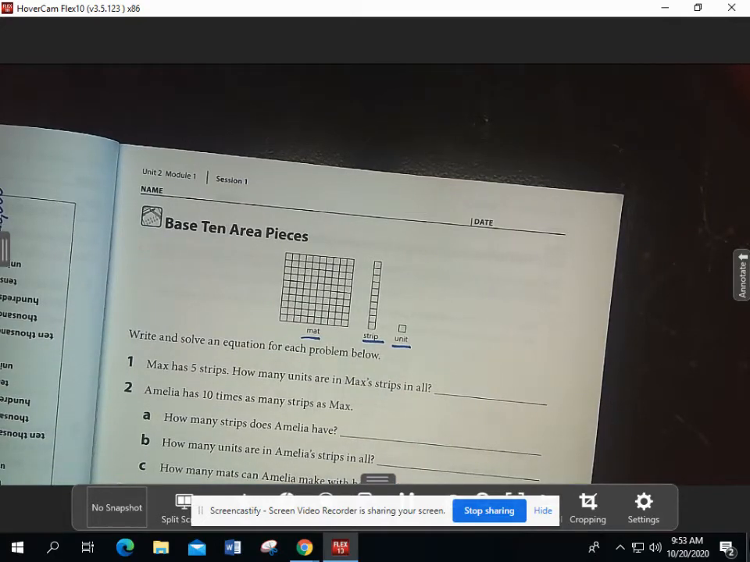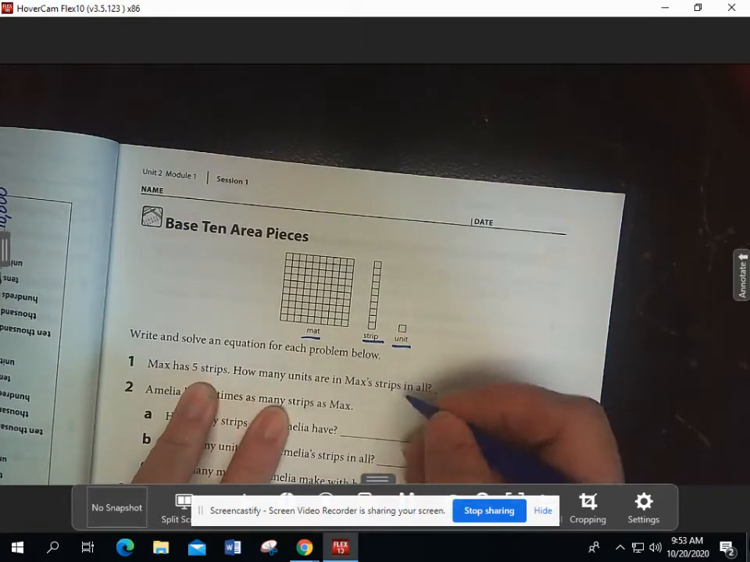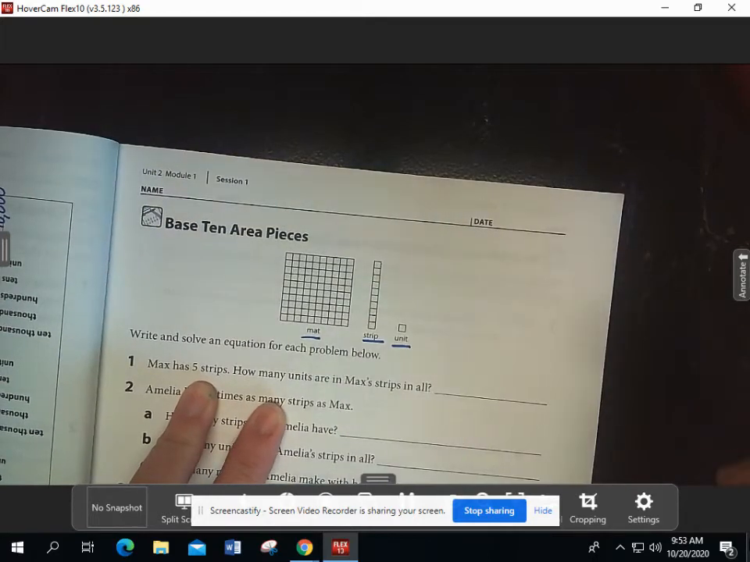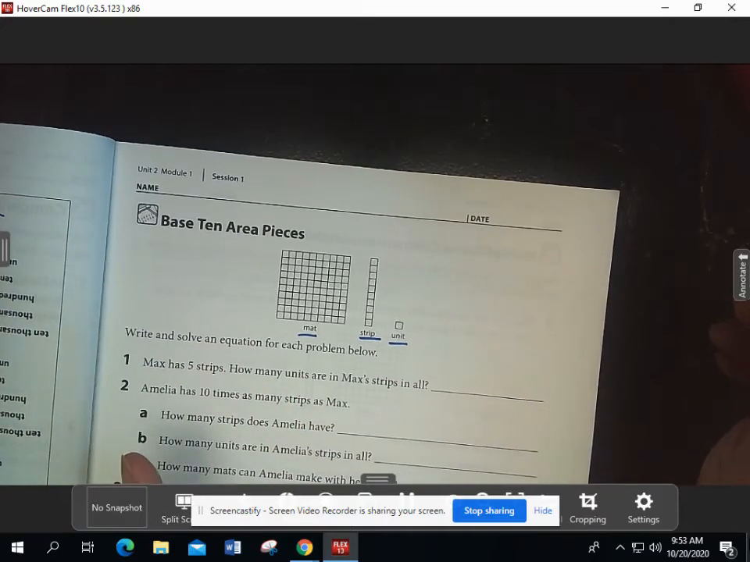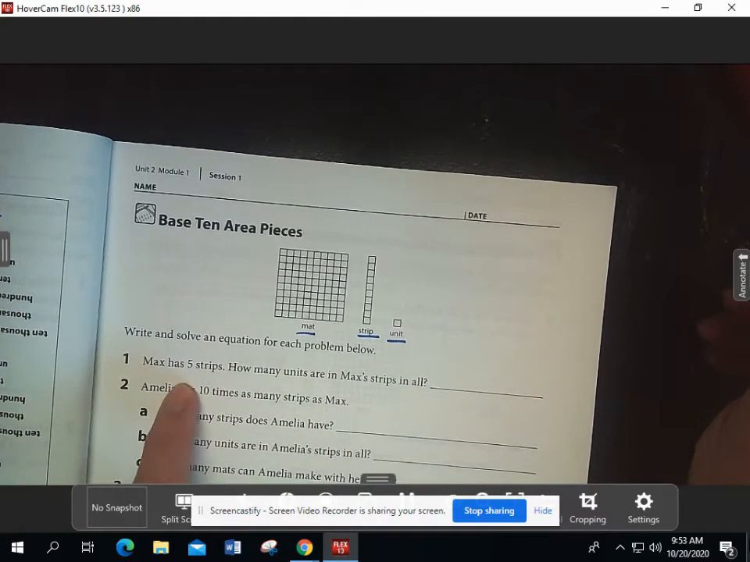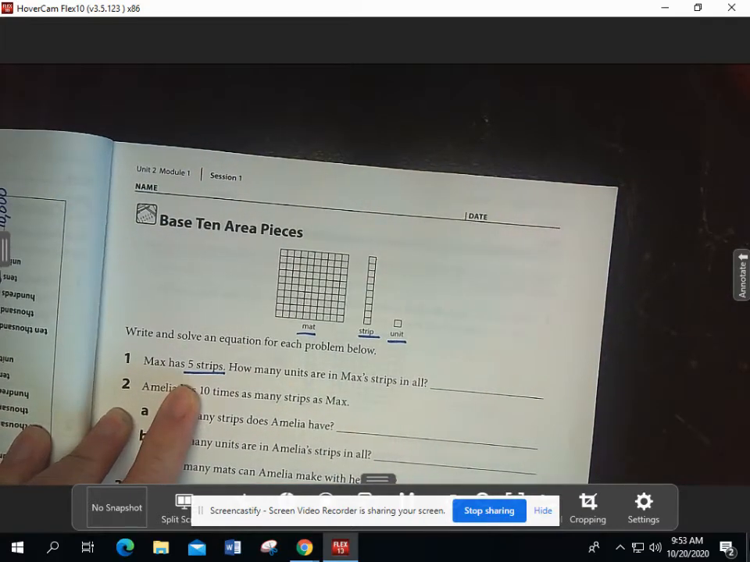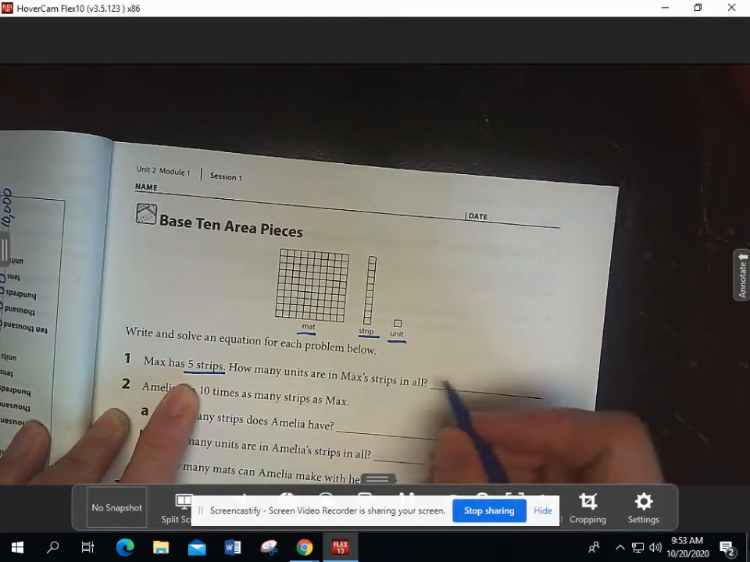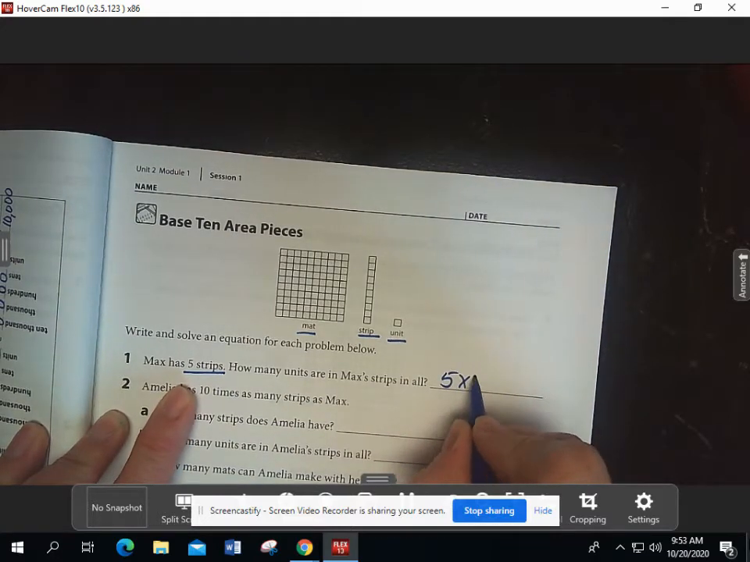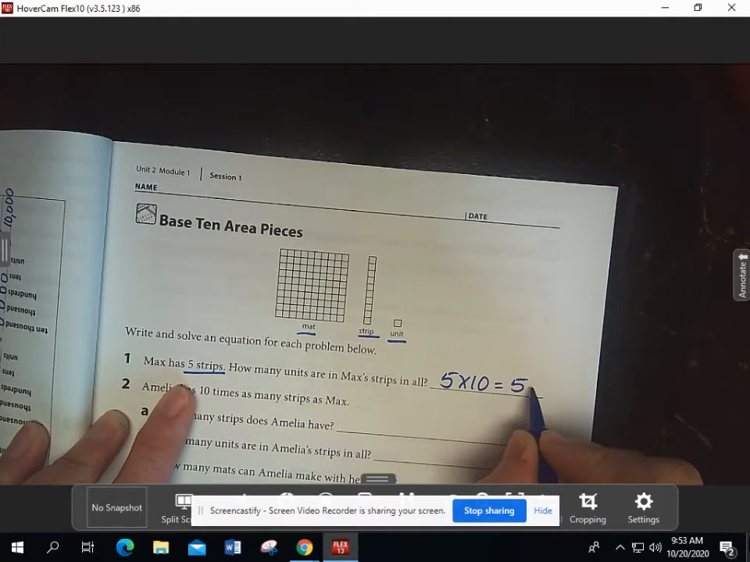Some people are trying to figure this out. Okay, Akaya? Well, one of them has 10. A strip has 10. How many strips does he have? Oh, one. He has 1 strip, so 1 times, or he has more than 1 strip. He has how many strips? 5. So if 1 strip has 10, somebody said it, 5 times 10 equals 50.